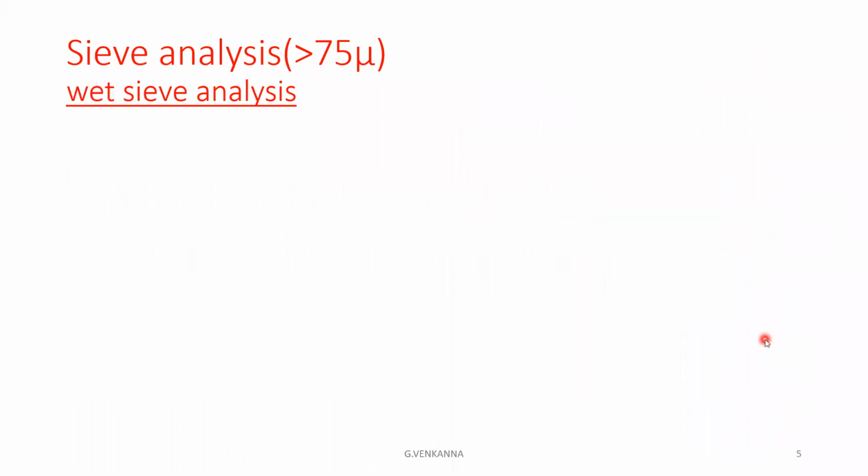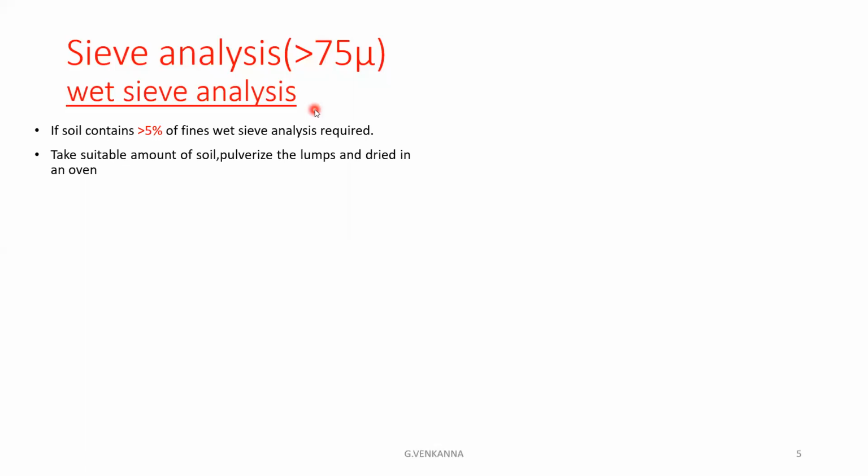Okay, the next process is wet sieve analysis. Wet sieve analysis is generally used for particles greater than 75 micron, but when the soil contains more than 5% fines, we go for wet sieve analysis. If the soil contains less than 5% fines, we can go for dry sieve analysis. If it contains more than 5% fines, wet sieve analysis is required.